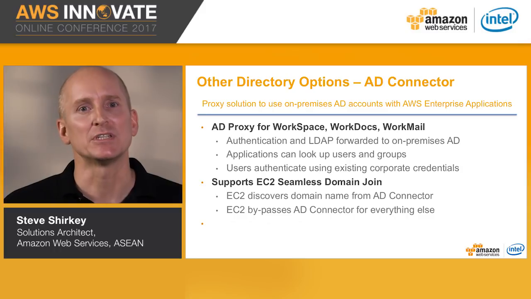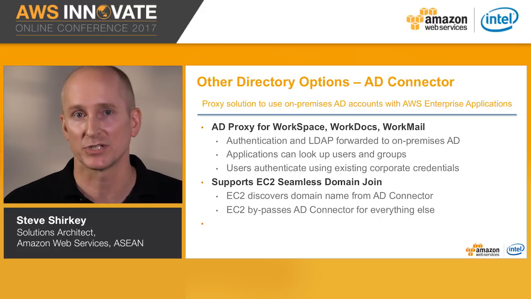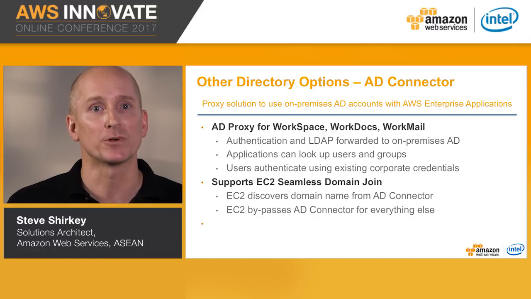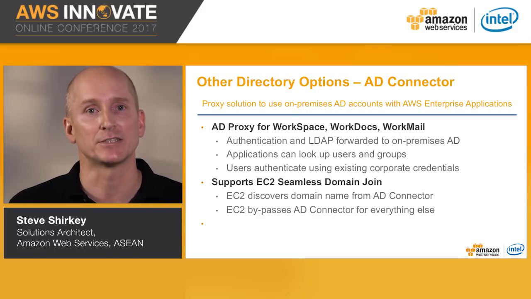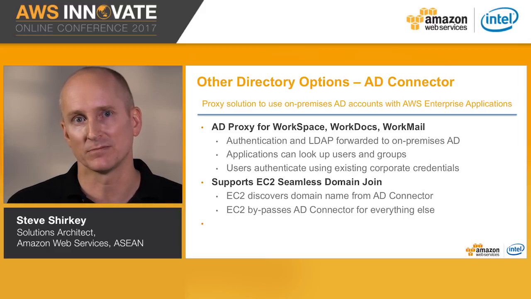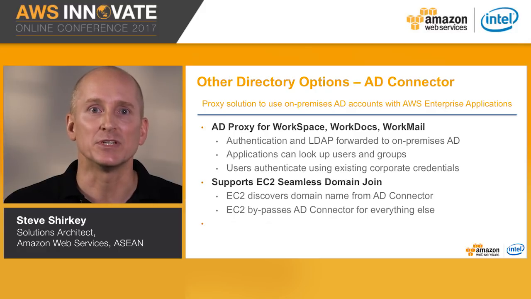Another directory option is the AD connector. AD connector exists as a simple means to provide authentication for Amazon enterprise applications, such as Amazon Workspaces, Amazon WorkDocs, and Amazon WorkMail, using your on-premise Active Directory. The AD connector is a simple proxy mechanism that eases administration but lacks the robust capabilities of the other Active Directory options mentioned previously.